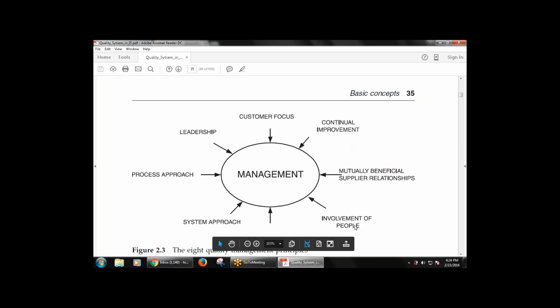There is the involvement of people also for carrying out the data, for carrying out the supplier services. That means there is leadership.